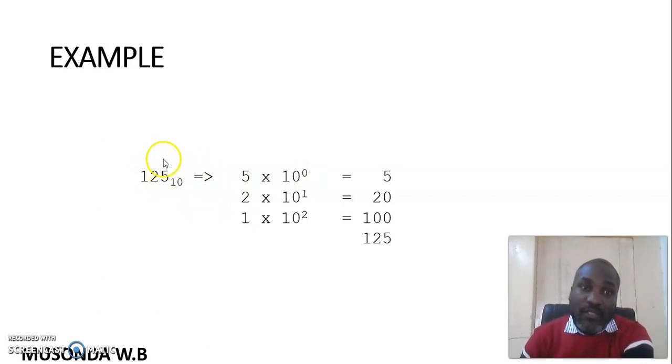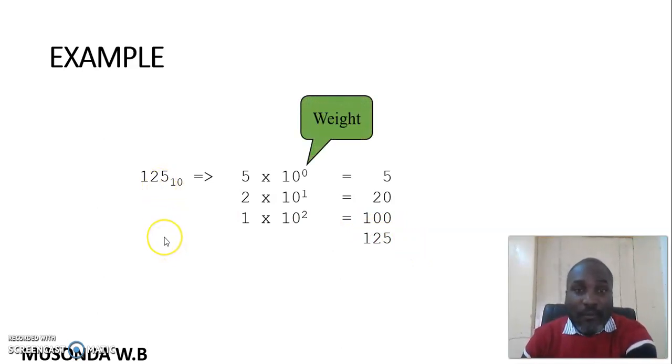So, for example, 5 is the first position, it's the rightmost, while 1 is the leftmost. The rightmost will be raised to the power of 0, so it will be 10 to the power 0 multiplied by 5. Then the next one will be 2 times 10 raised to the power 1, and then the next one will be 1 times 10 raised to the power 2. After we have gotten our answers, we simply add the results, which will give us 125. So we have proved that 125 in base 10 is actually 125 in base 10. The weight and the base are illustrated with our pictures there.